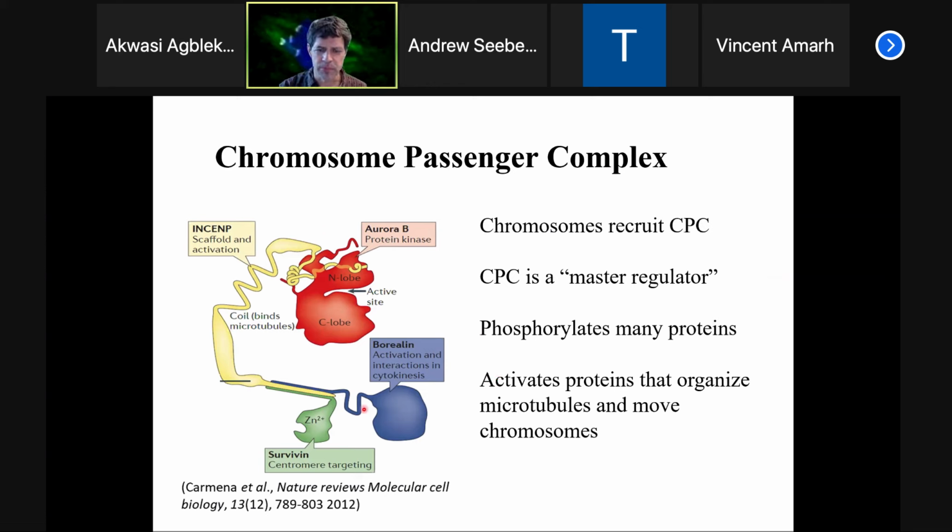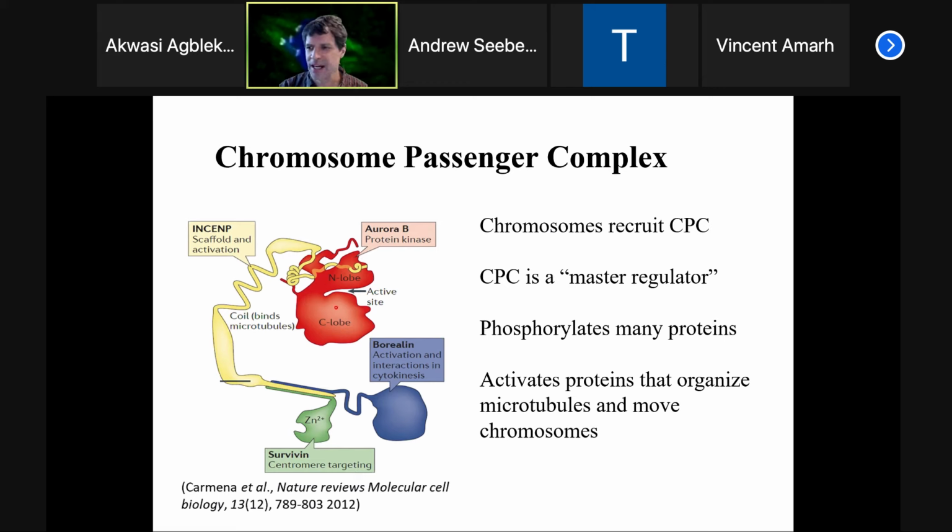It's a complex that has four proteins. INCENP is thought of as a scaffold, and it recruits two kinds of things. It recruits survivin and borealin, which are considered targeting subunits. This targets INCENP to certain structures. And as I'll tell you today, it targets INCENP to the chromosomes.